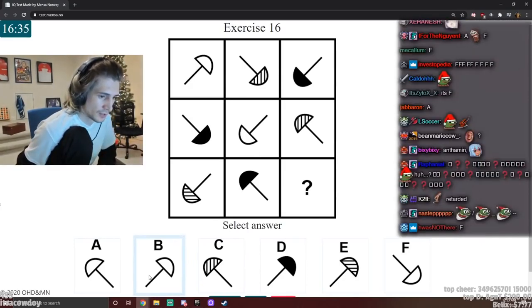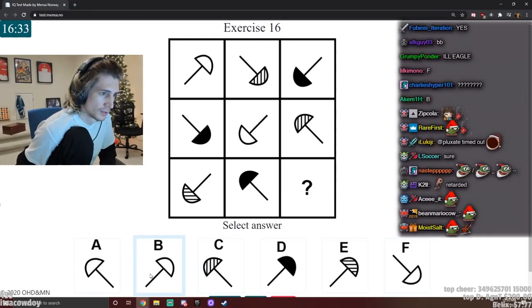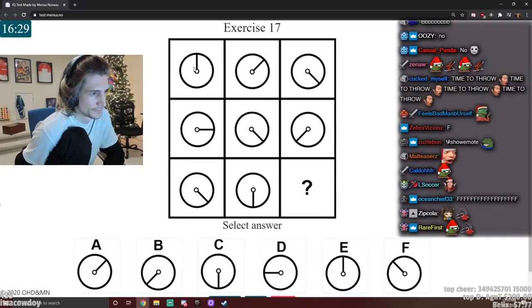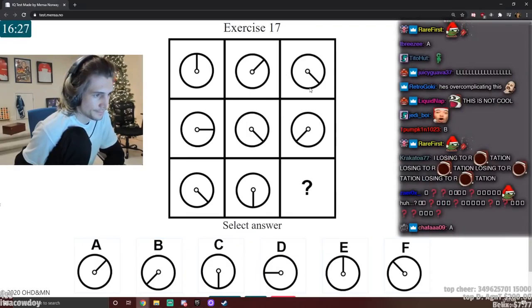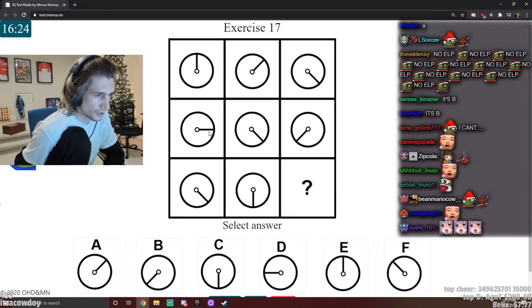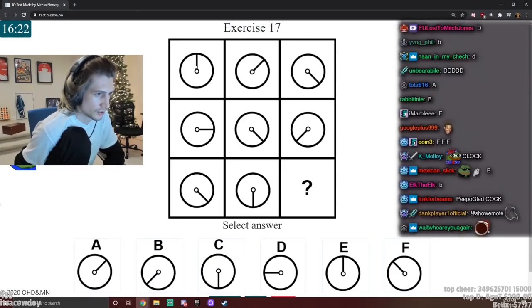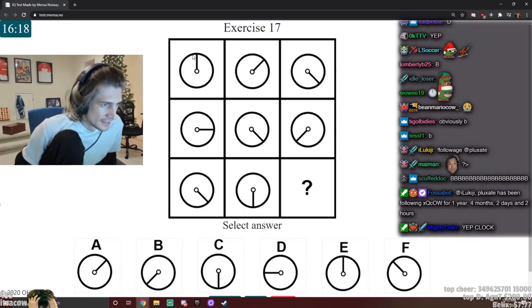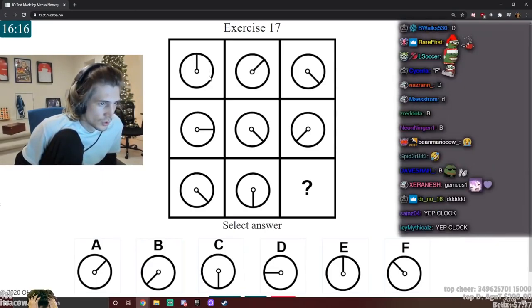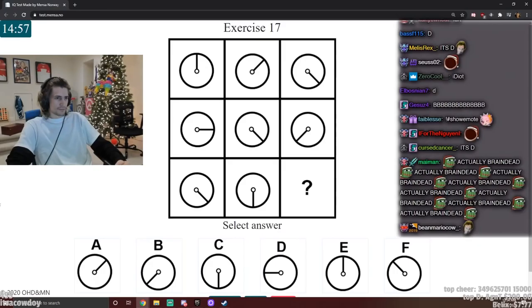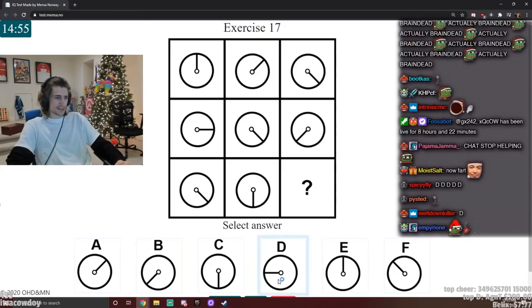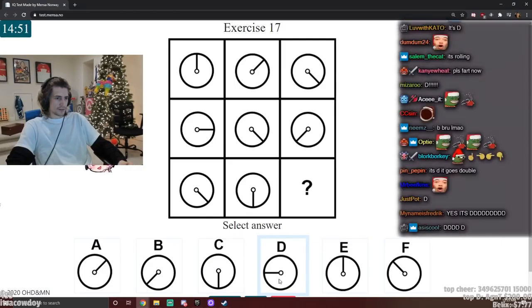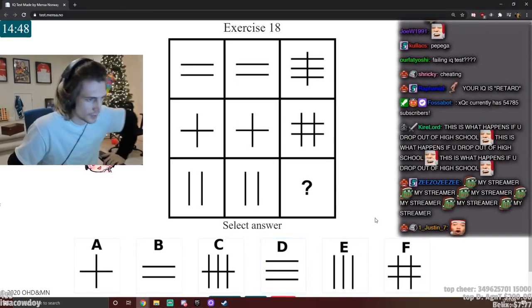It has to be this one. Sorry, it has to be. Clock, clock, clock. Clock. No. 0, 2, 5. I say this. It's impossible.